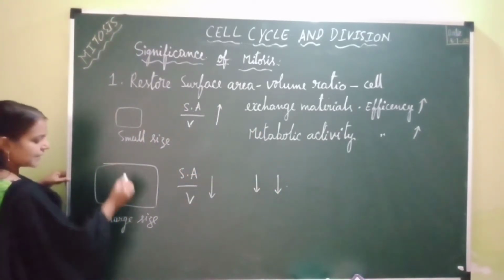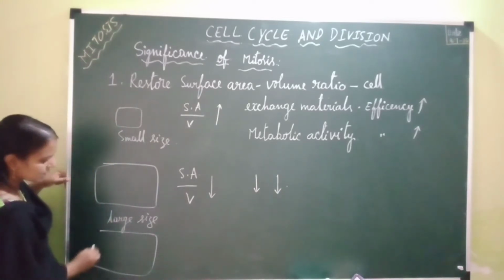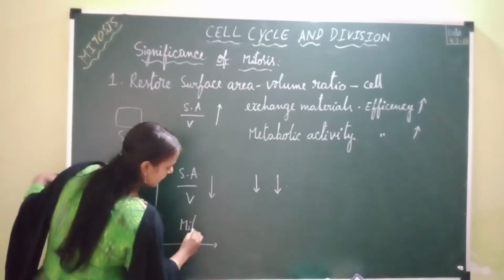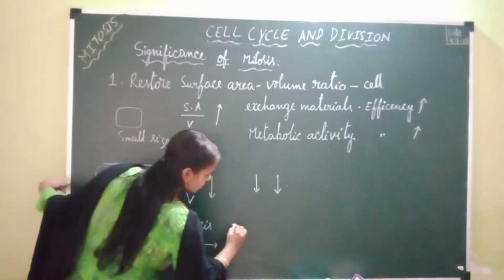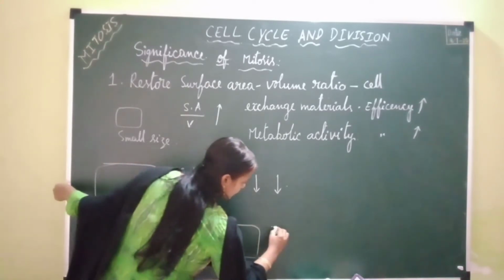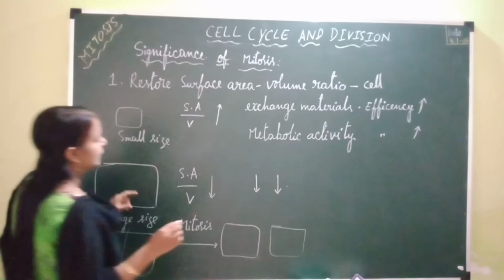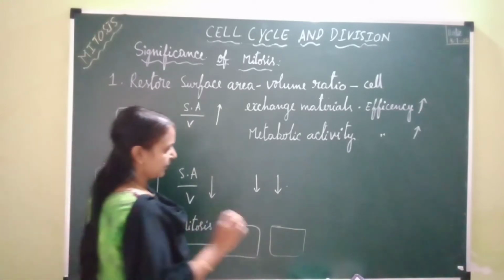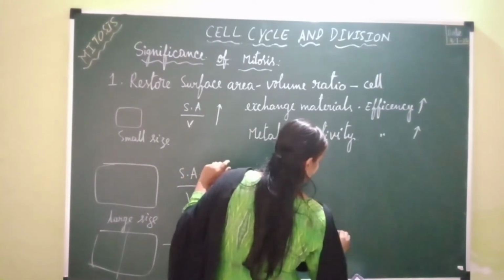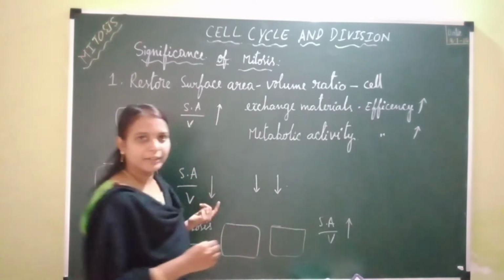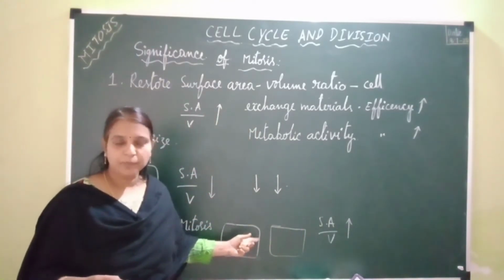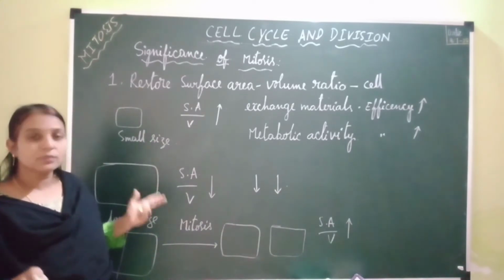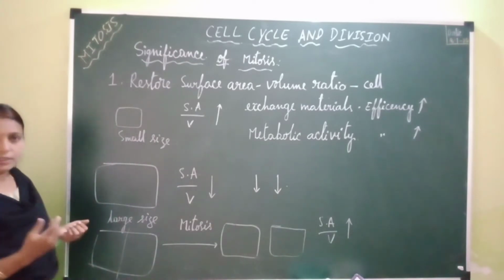So what happens now? If this large sized cell undergoes mitosis, when it undergoes mitotic division, after mitosis, again small sized cells will be formed. Two small sized daughter cells will be formed. When these small sized daughter cells are formed, their surface area to volume ratio will increase again. That means it is restored back with the help of mitosis. So now these daughter cells, formed after mitotic division, can perform metabolic activities with higher efficiency. So this is about the first significance.